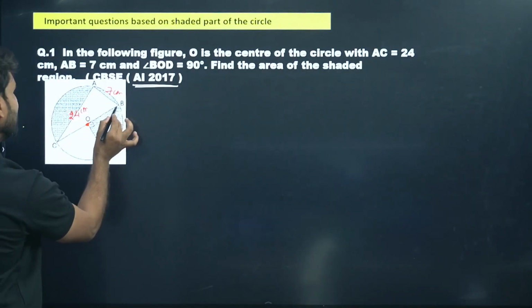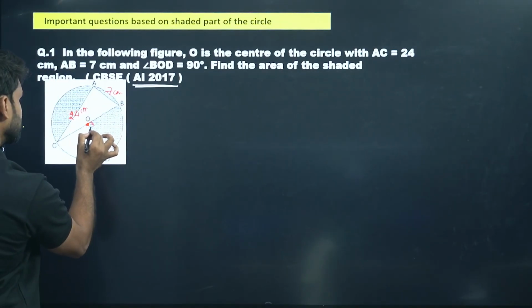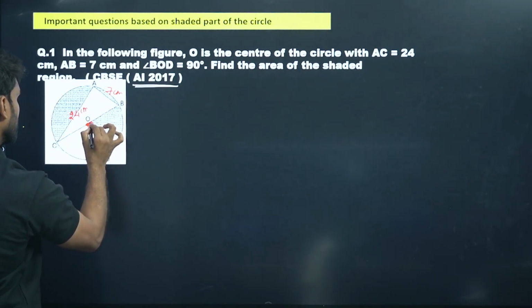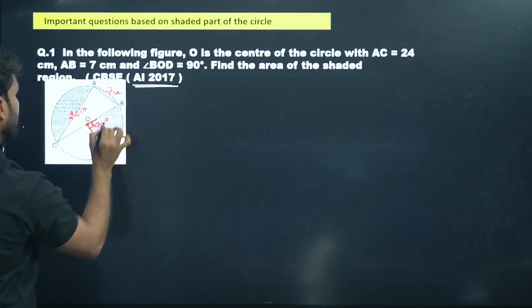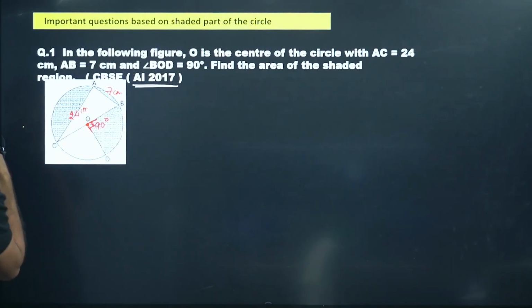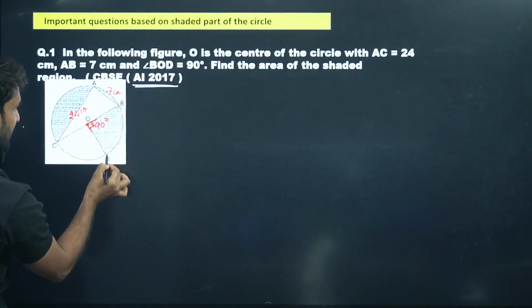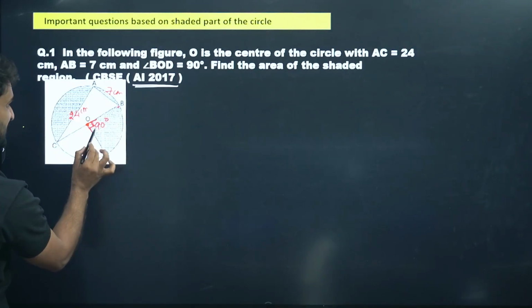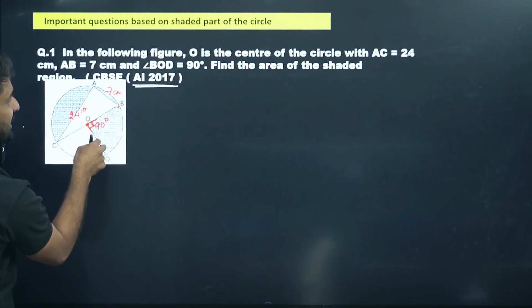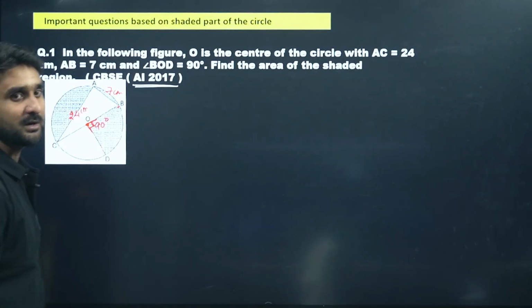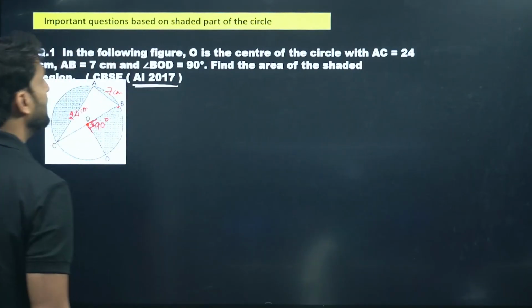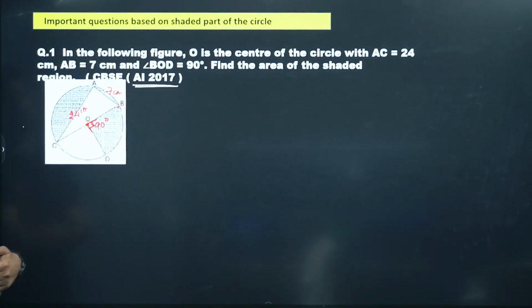Angle BOD, this angle is 90 degree. It implies that if O is the center and this angle is 90 degree, this will be a quadrant, one fourth of the circle, because 90 degree indicates that this will be one fourth part of the circle. Simple. Find the area of the shaded region.